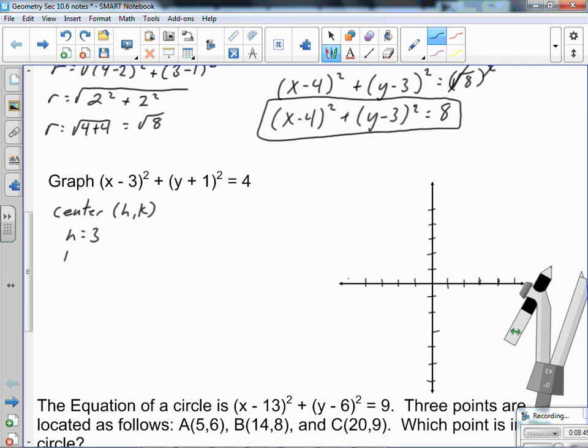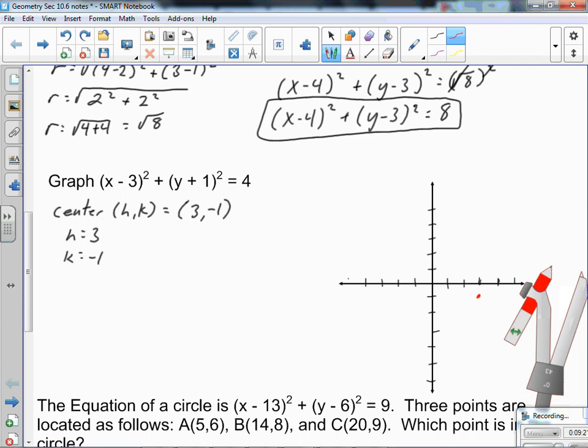Our k term, since it's y plus 1, so that's plus 1, we're going to change the sign and it'll be a negative 1 for our k. So our center at (h, k) is actually going to be the point (3, negative 1). So on our graph, we can mark over 3 on the x, down to negative 1.